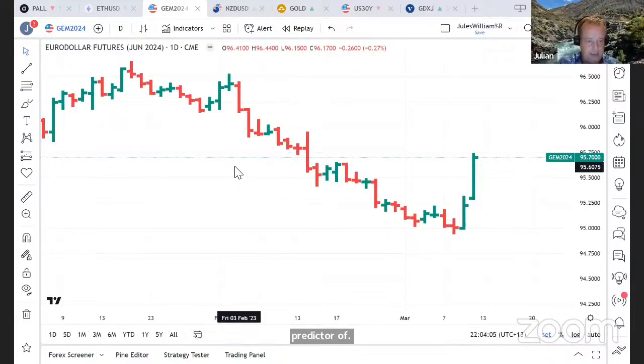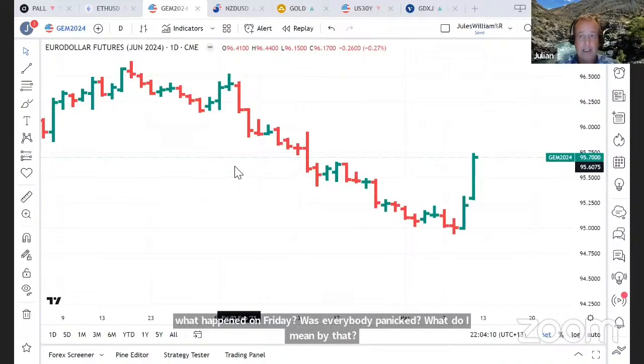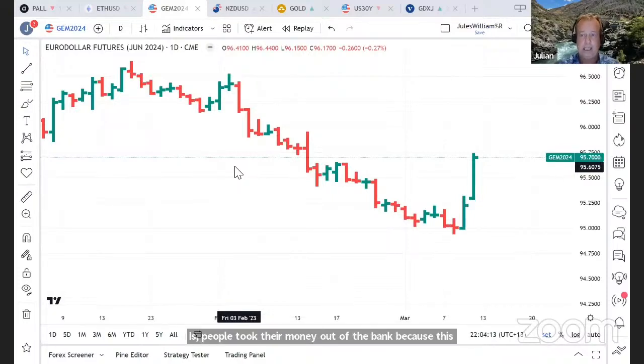So what happened on Friday was everybody panicked. Now, what do I mean by that? Is people took their money out of the bank, because this is what happens when people lose confidence in the bank. I get my cash out as quick as I can, and I've got to go put it somewhere. So where do I put it? Well, I put it into gold, right? That would be a good thing for those of you following the gold market. That asset class moved up very quickly on Friday. And they also put it into the US Treasury market.